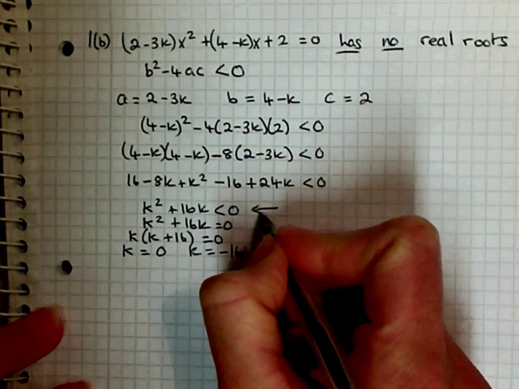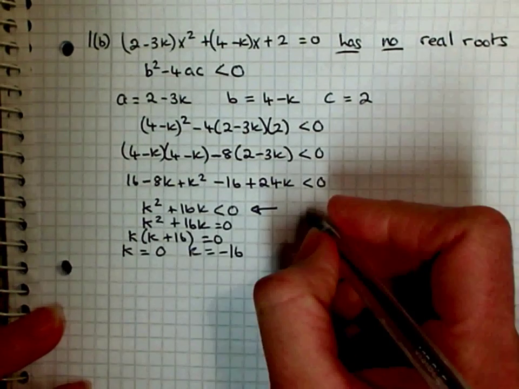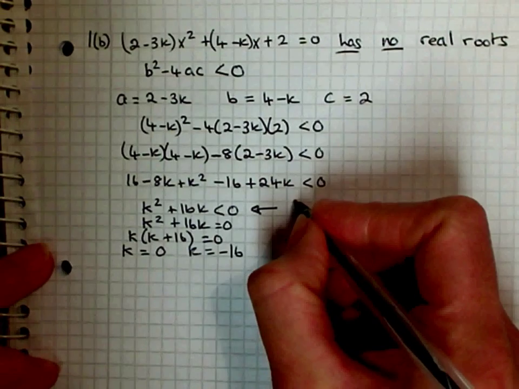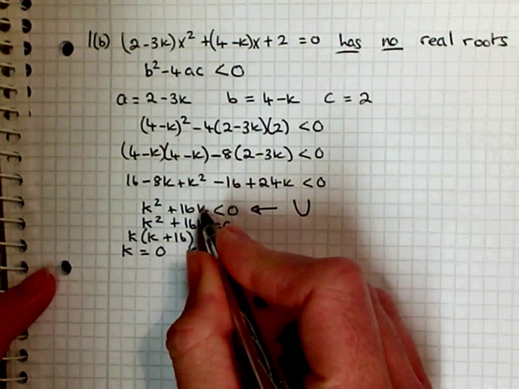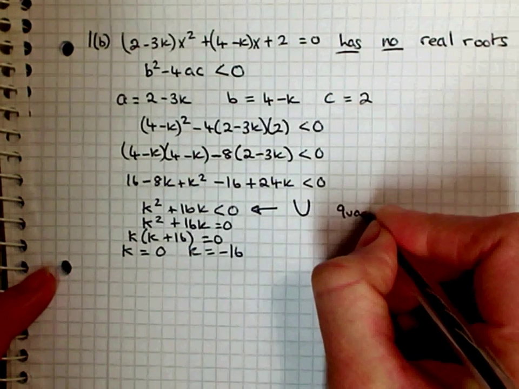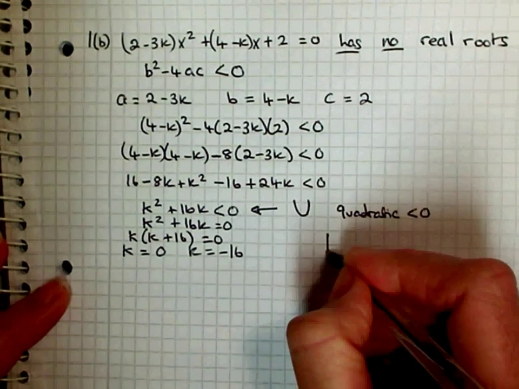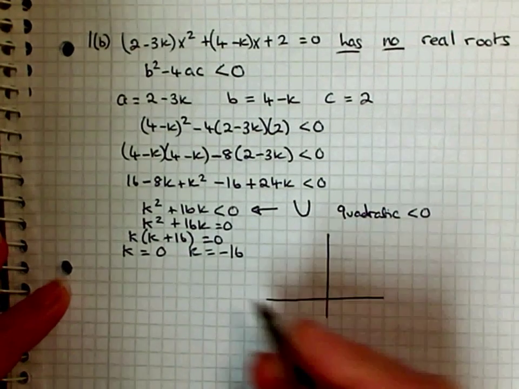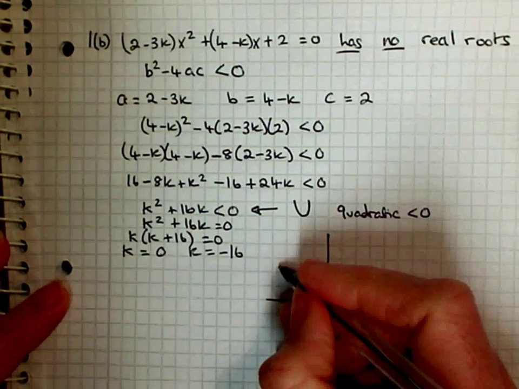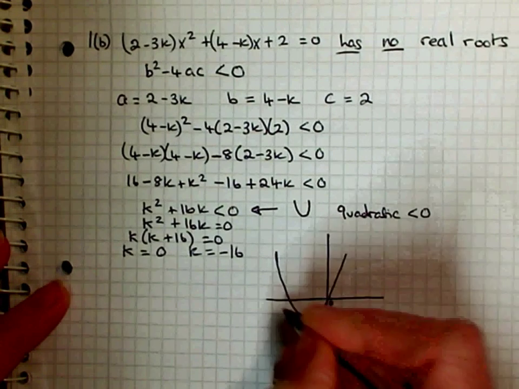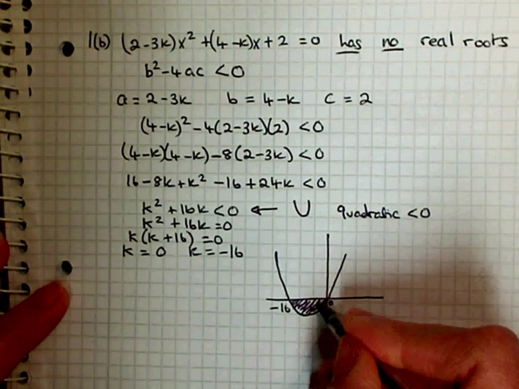Now, going back to this quadratic here, you can see that the sign in front of k squared is positive. So we're talking about a U-shaped quadratic, and we're talking about the graph of k squared plus 16k being less than 0. So drawing out the quadratic for this particular equation, you're talking about k values ranging between 0 and minus 16. So it's going to look something like that, 0 and minus 16, and we're talking about where the quadratic is less than 0. So in here is less than 0.